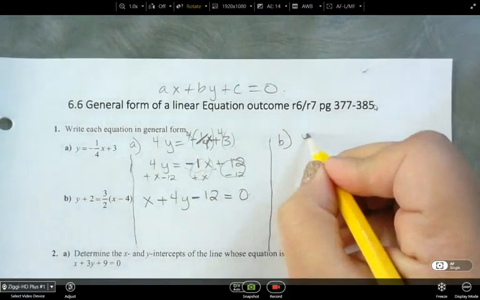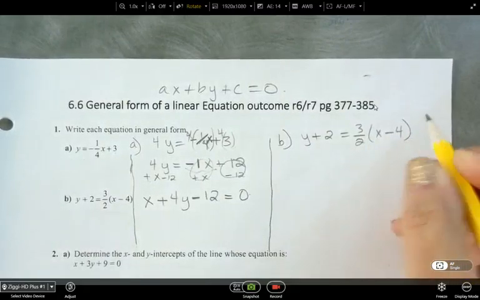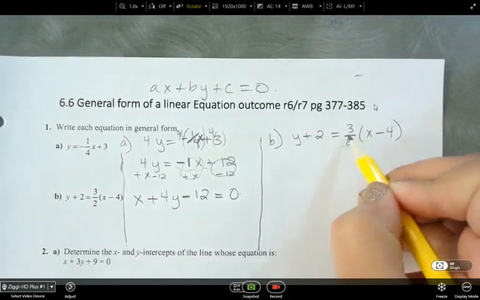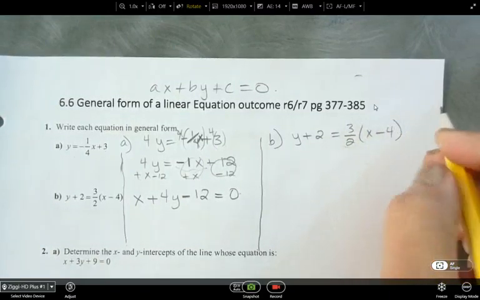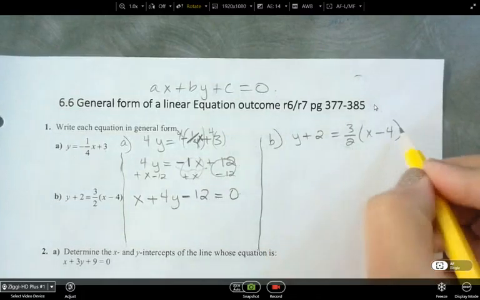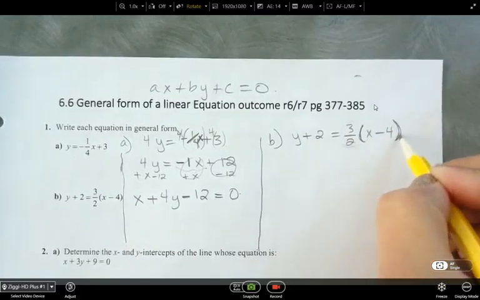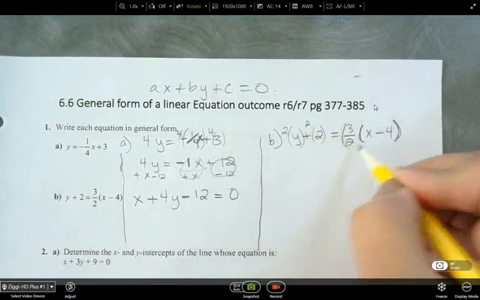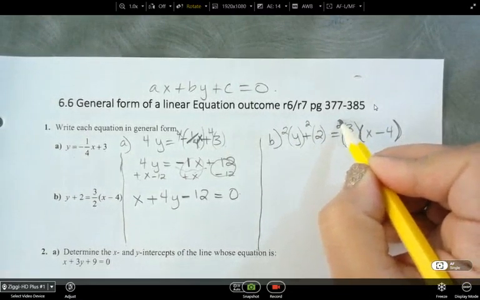So I'm going to rewrite question B over here. And notice this 3 over 2, what is it doing with this bracket here? It's multiplying, right? But I'm not going to bother distributing this through this bracket. I'm going to multiply everything by 2. So this is a coefficient sitting in front of this bracket, so I'm just going to leave it there for now, okay? So multiply everything by 2, and I'm going to multiply this by 2.